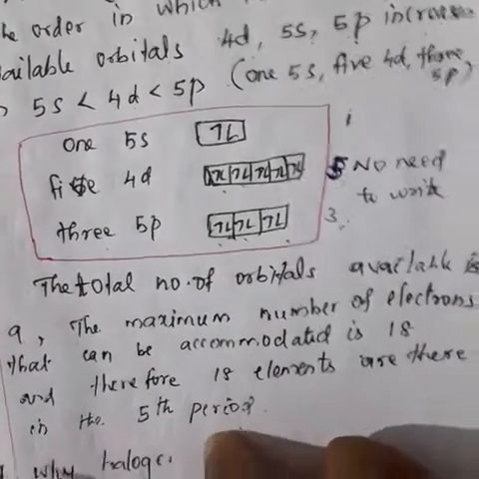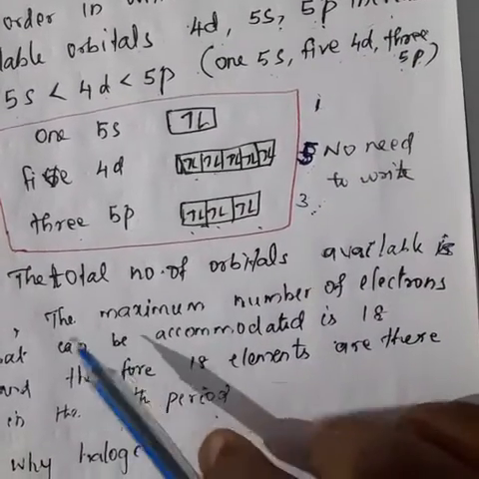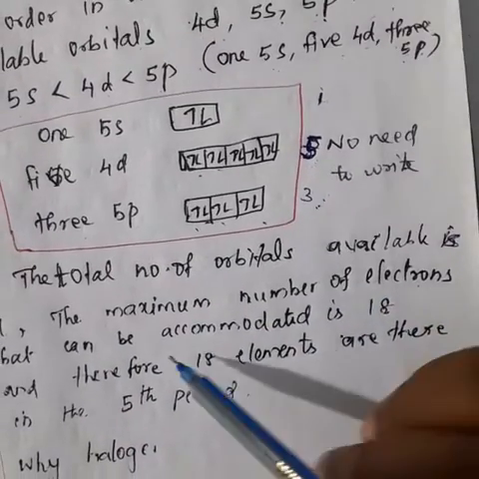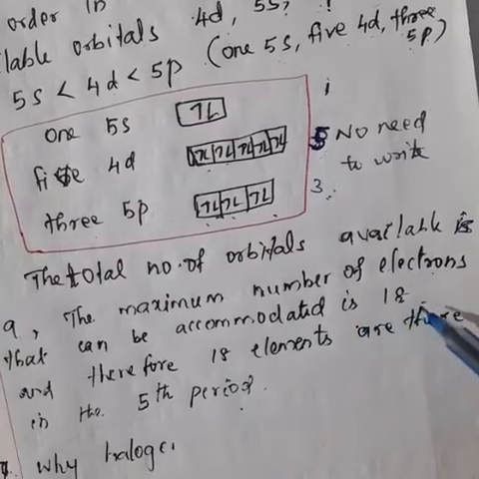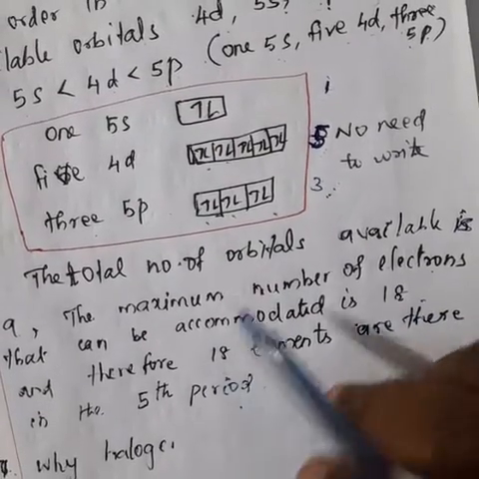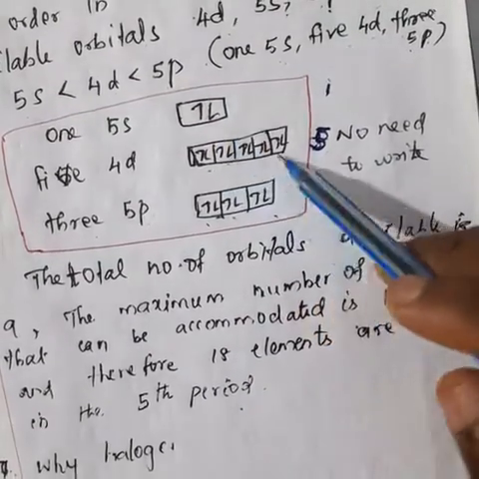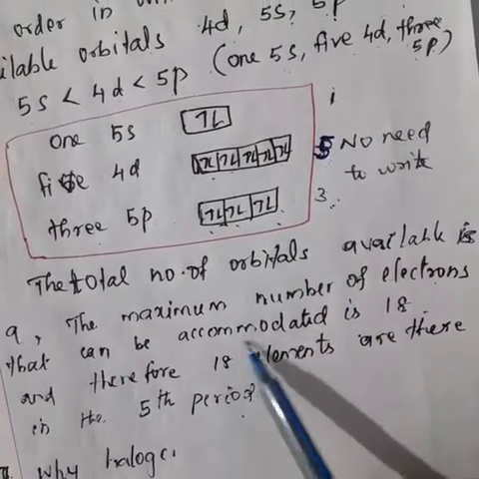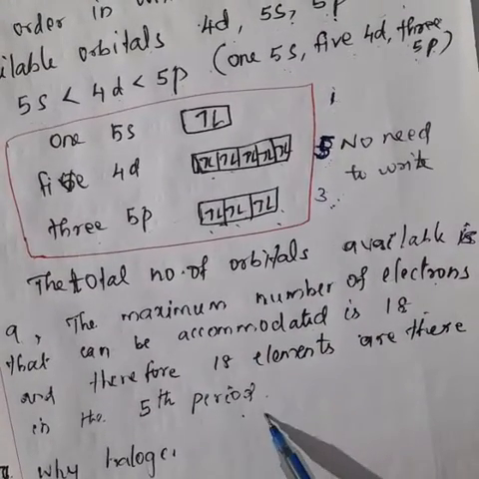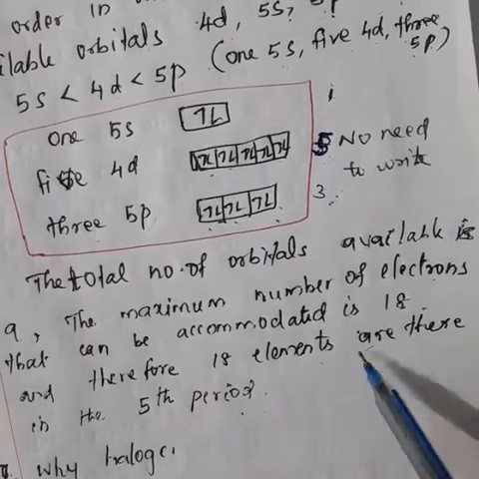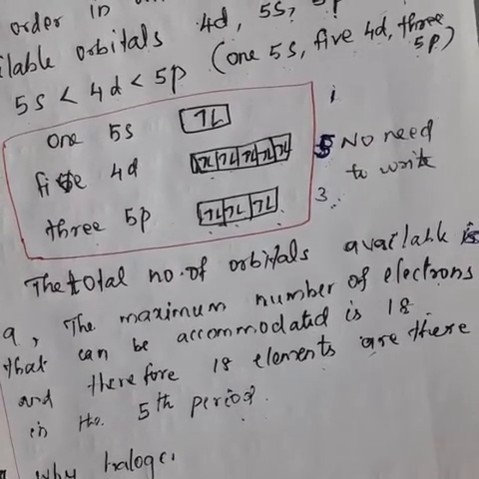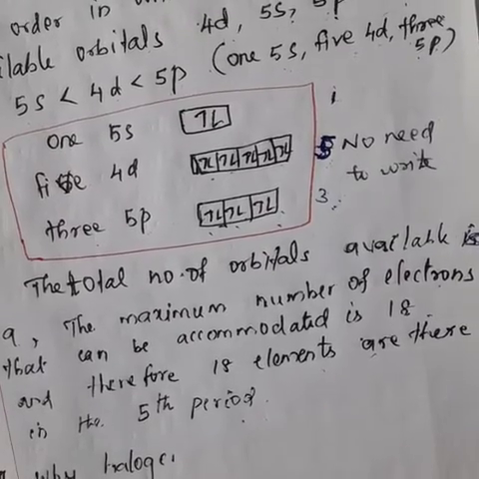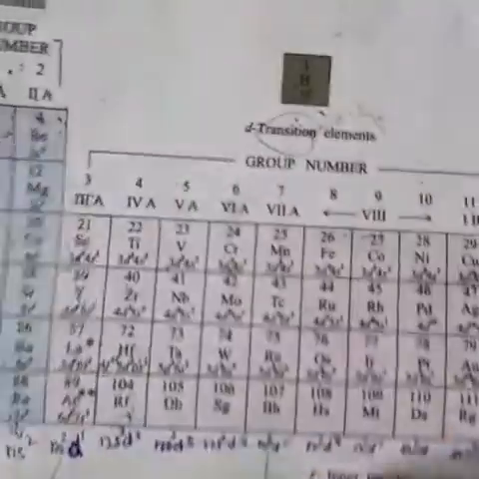So for 9 orbitals, the maximum number of electrons that can be accommodated is 18. Each orbital can accommodate 2 electrons. Therefore 18 elements are there in the fifth period. See the periodic table here. These are the fifth period elements.